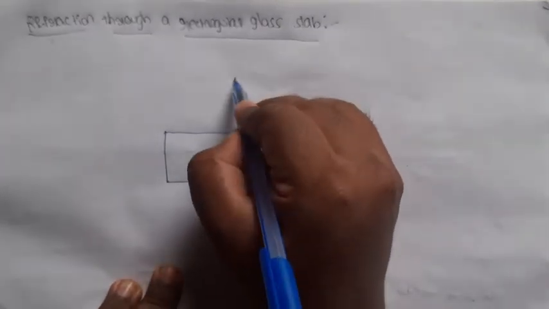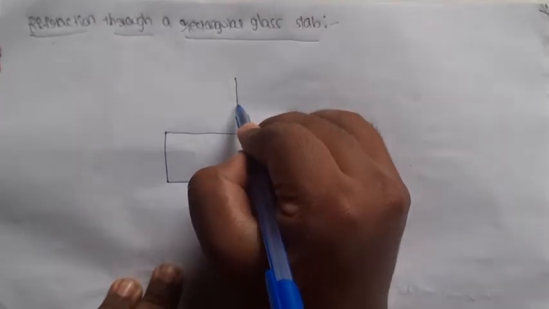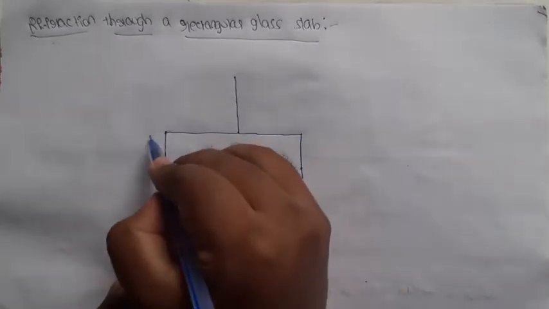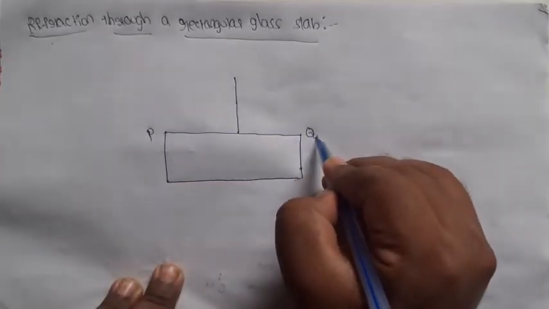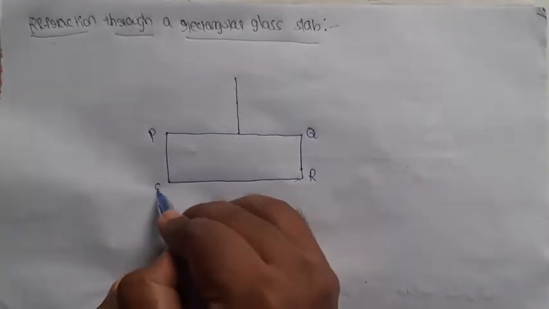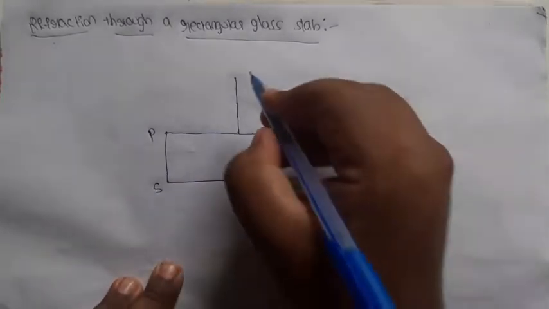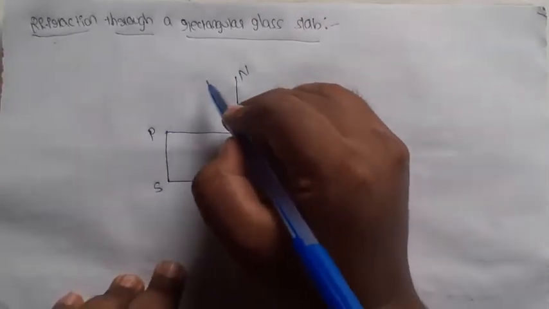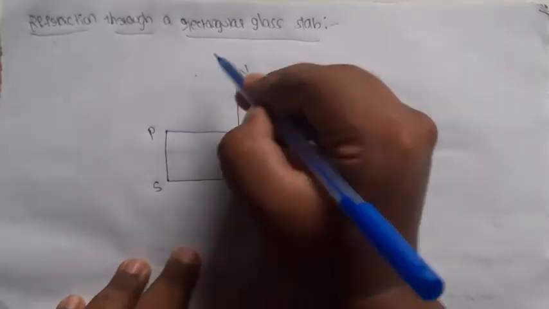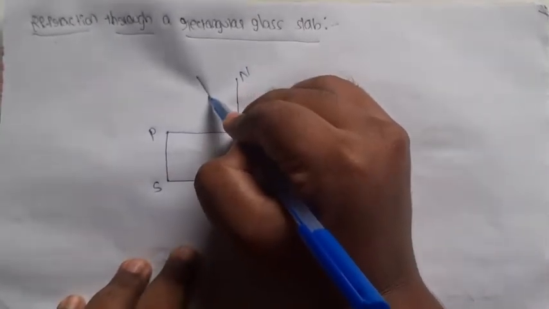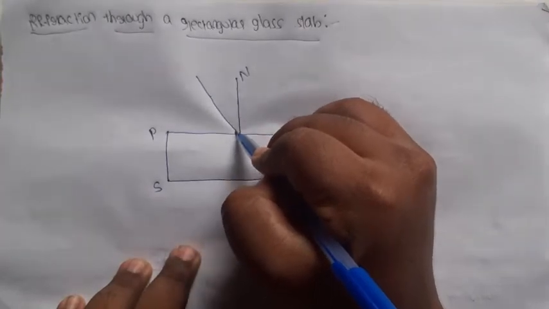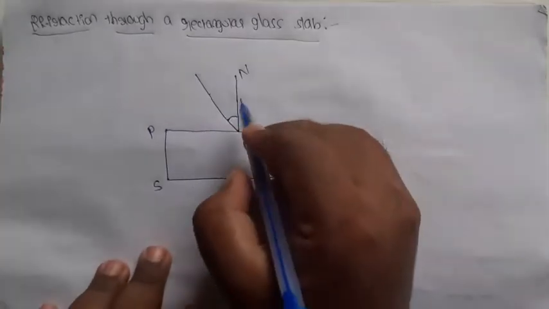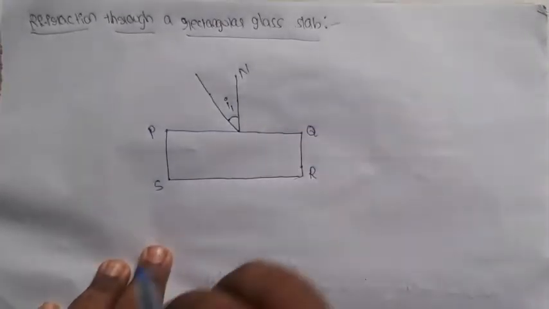I am drawing a normal line. This is the normal line on the upper surface of the glass slab. The name of the glass slab is PQRS. This is the normal. When light is incident on the rectangular glass slab, it reaches the glass slab like this, with incident angle I1.